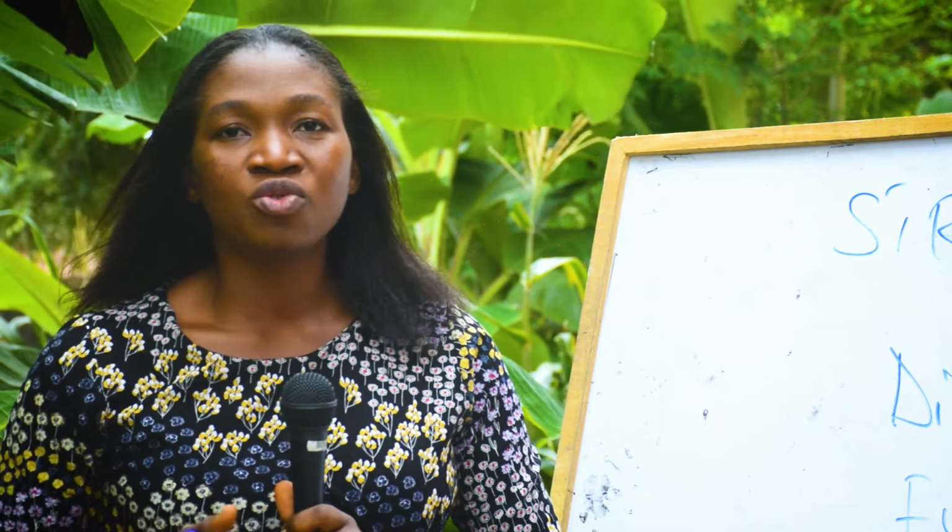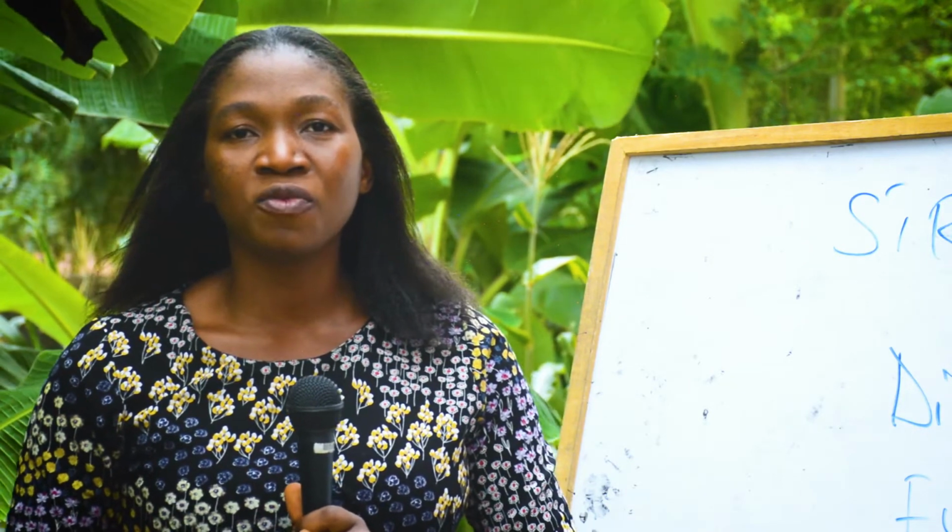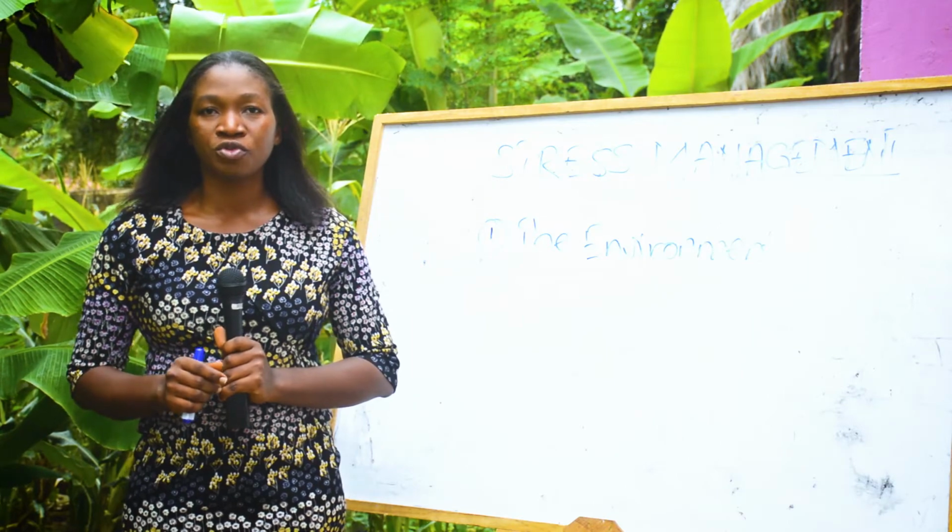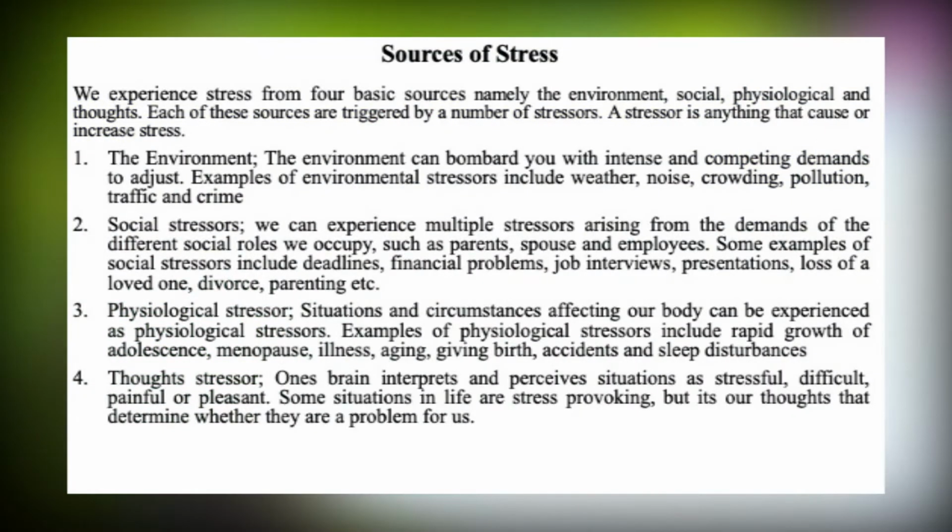Let's look at the sources of stress. Where do we get stress from? Where does stress come from? Basically, there are 4 sources of stress: the social, the environment, psychological, and then thoughts. Each of these sources of stress is triggered by a number of stressors. When we say stressor, we are referring to anything that causes or increases stress. Anything that causes or increases stress is referred to as a stressor.